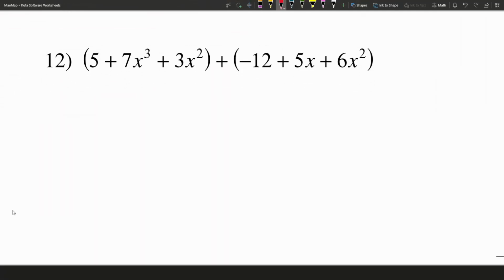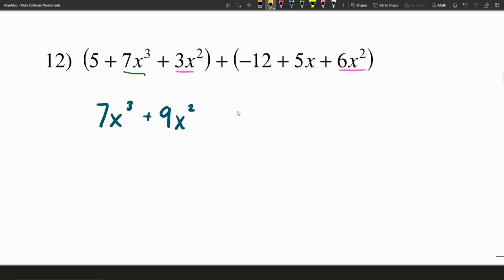In number 12, we're going to be combining together two different trinomials. Let's start with our highest degree, finding all those like terms. Our highest degree in both trinomials is this degree of 3 here. There's no other degree of 3 in this other trinomial, therefore we're going to leave 7x cubed as is. Now we're going to look for our next highest degree, which is a degree of 2. We have a 3x squared and a 6x squared. Combined through addition, 3x squared plus 6x squared is going to be a positive 9x squared.